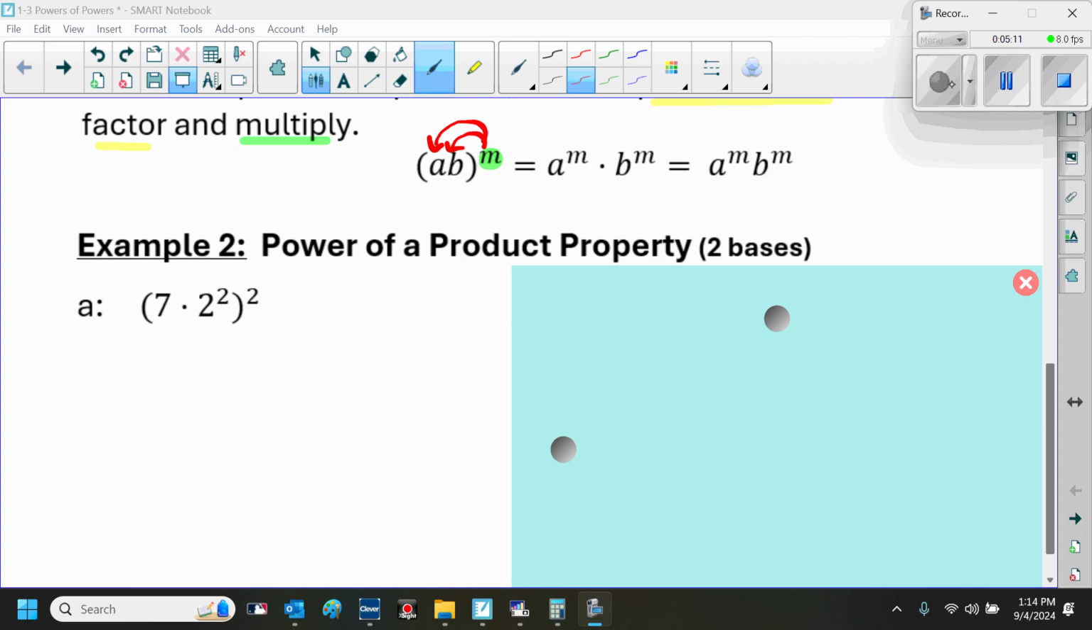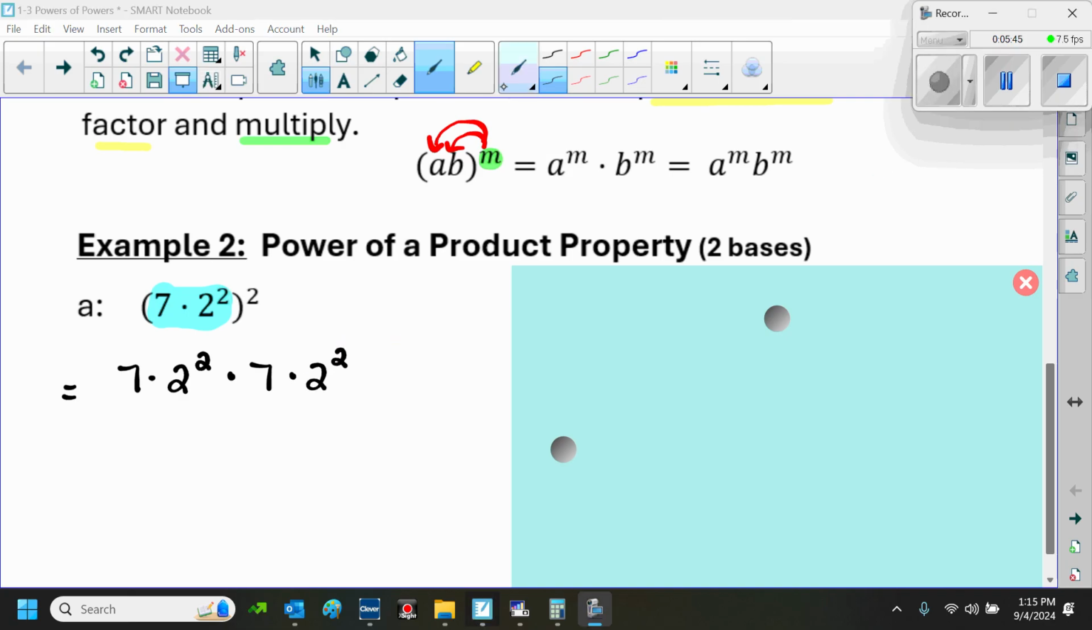Now, before we use our property, I want to show you why things work. Okay? So, again, we have everything inside the parentheses raised to the second power. Is everybody with me? So that means everything in here is multiplied times itself twice. So we've got 7 times 2 squared times 7 times 2 squared.